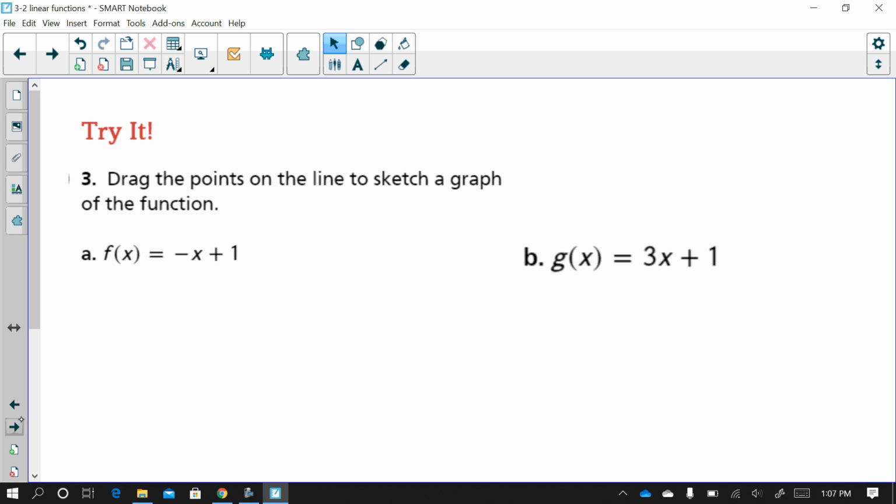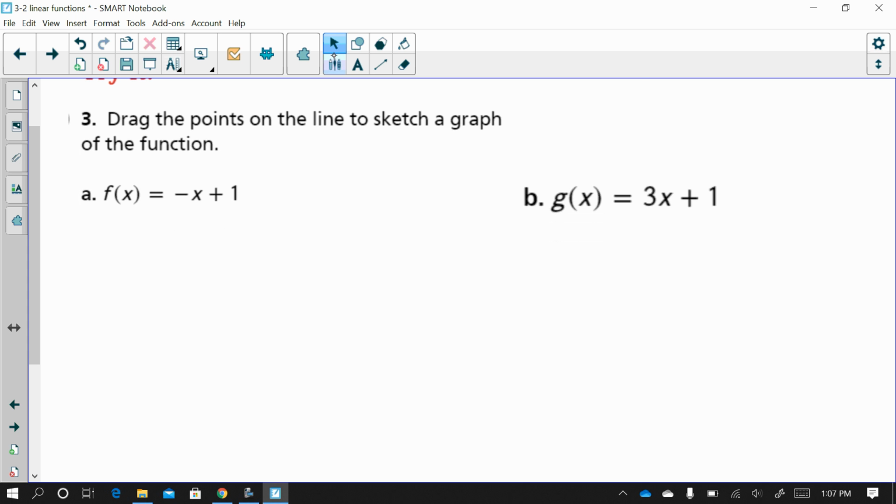All right. For 3A and 3B, all you need to do here is sketch a graph. So let's do 3. Pause the video and try.